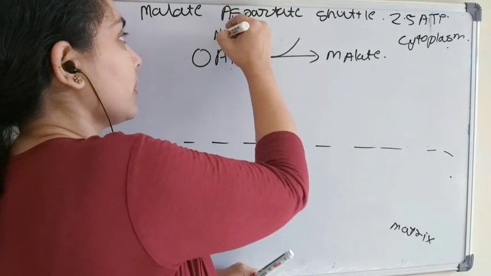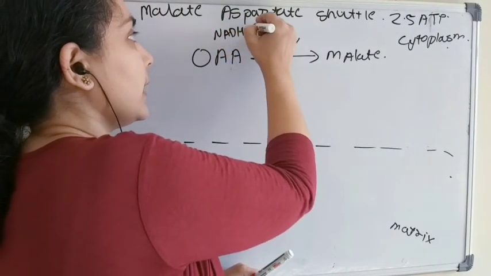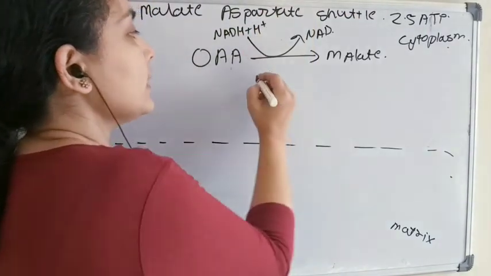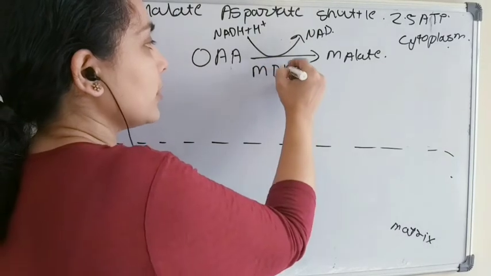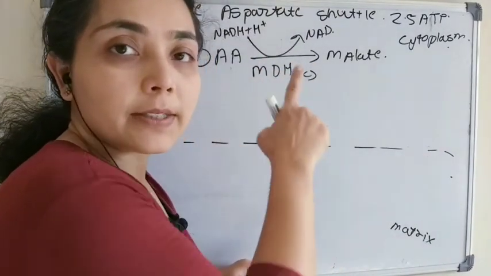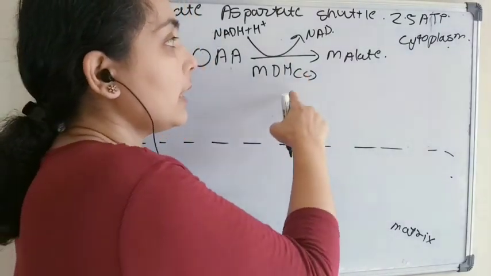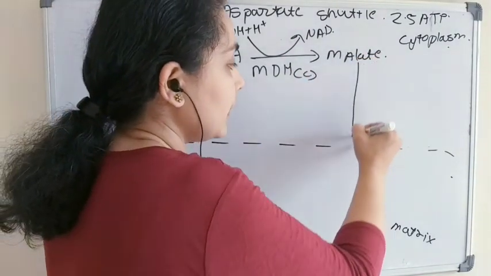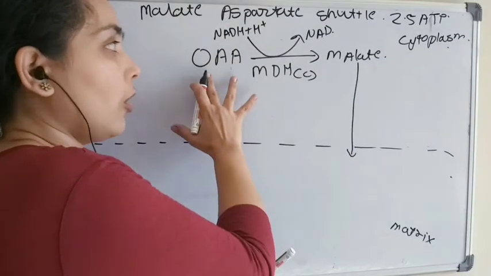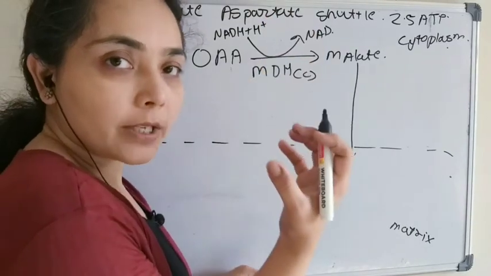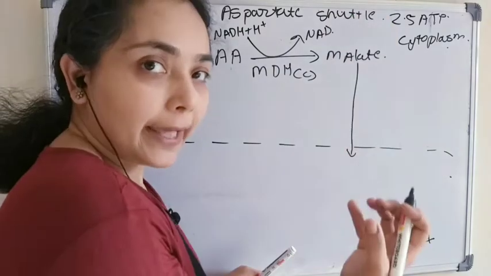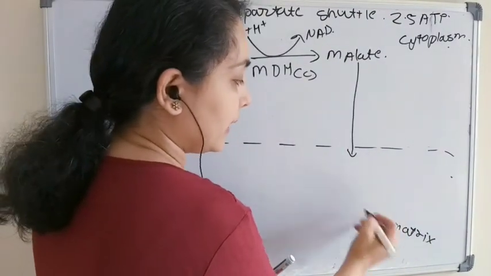So NADH plus H positive ion will convert to NAD. The enzyme present here is malate dehydrogenase, and again we will write here C because this enzyme is present in the cytoplasm of the cell. Okay, oxaloacetic acid is accepting the electrons and protons, and then it will convert to malate. Now this malate will carry those electrons and come into the matrix region.